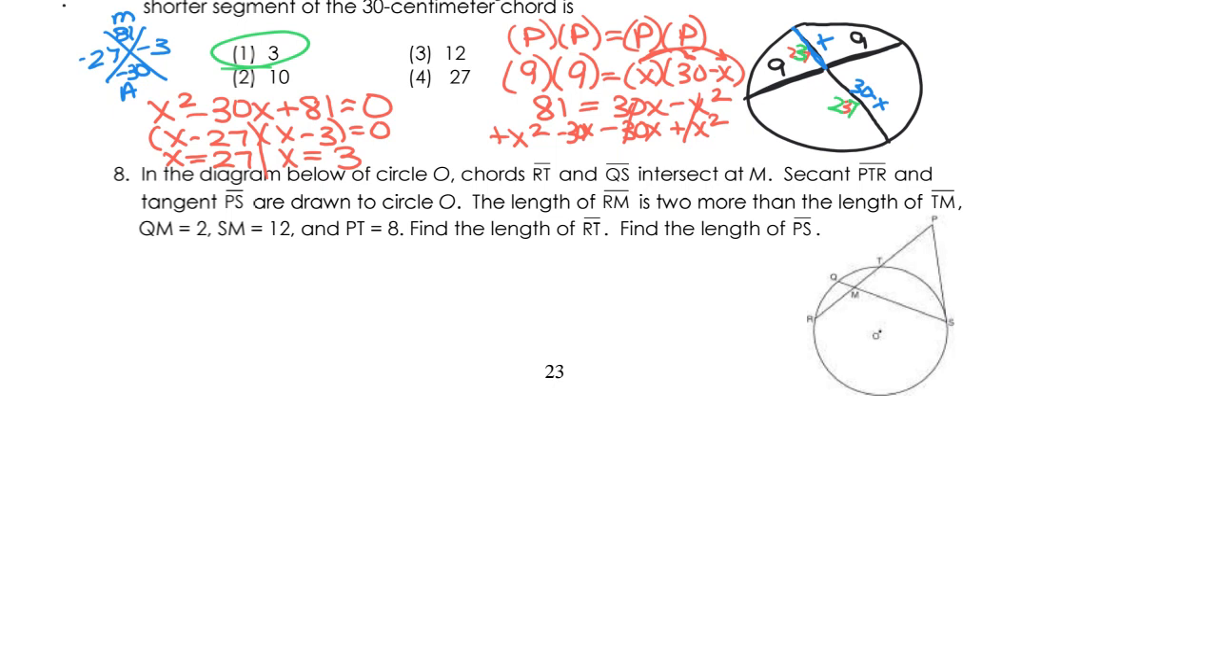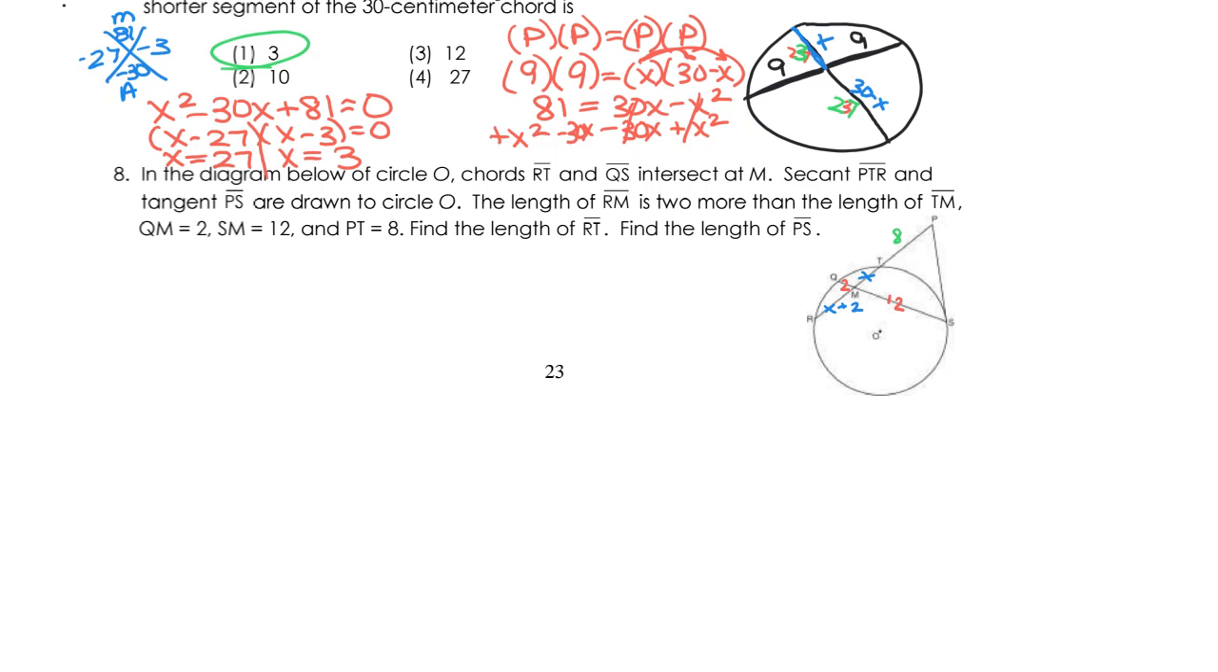All right, so for TM, we're going to call that piece X. And 2 more would be X plus 2. And then they also tell us that QM is 2. And that SM is 12. And then they go on and tell us that PT is 8. And they want us to find the length of RT. Okay. And they want us to find the length of PS.